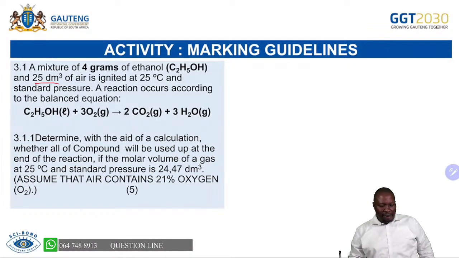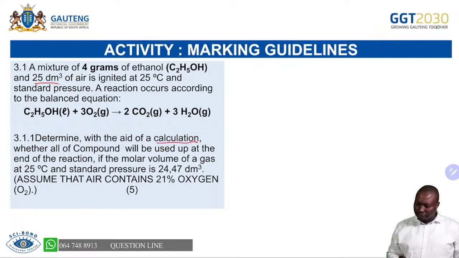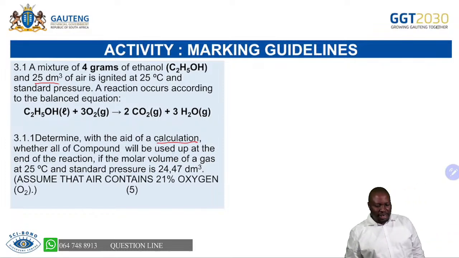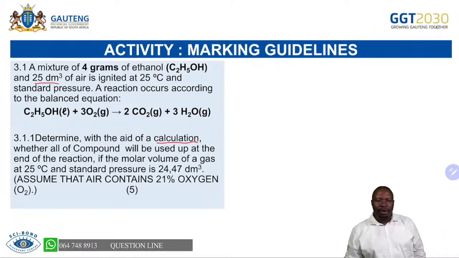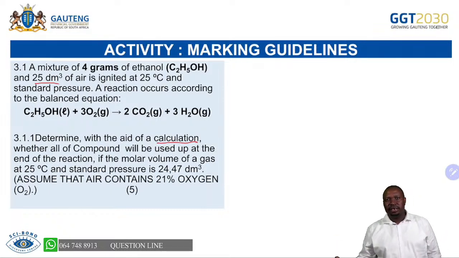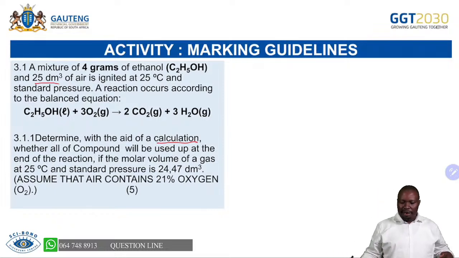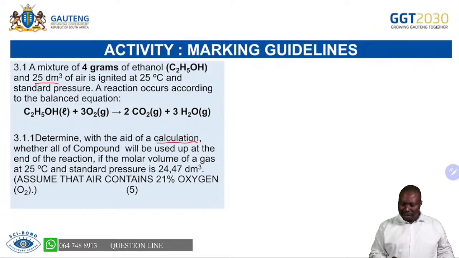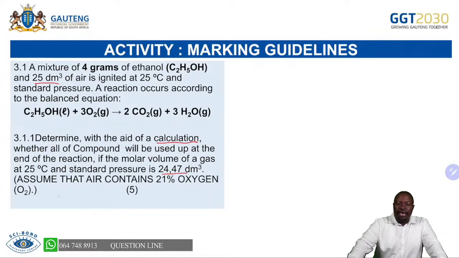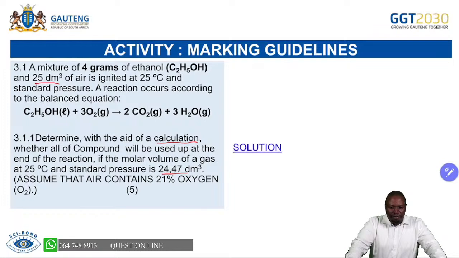The question now was determine with the aid of a calculation whether all of the compound will be used up at the end of the reaction. So you have to understand the question here. The question is saying at the end of the reaction, is everything going to be used up, or are we having something that is in excess and something that is a limiting reagent. Now, if the molar volume of gas at 25 degrees Celsius and standard pressure is 24,47, assume the air contains 25% oxygen. So, hoping you've done that.